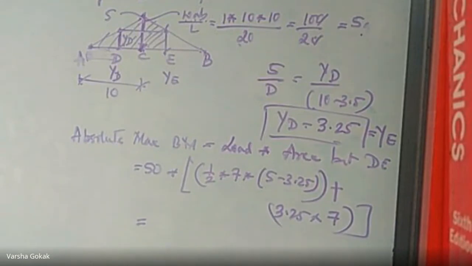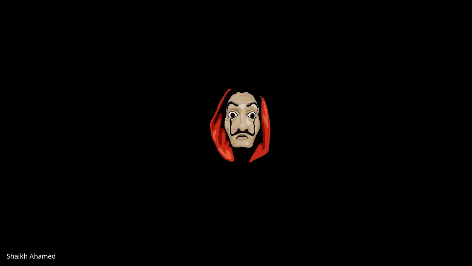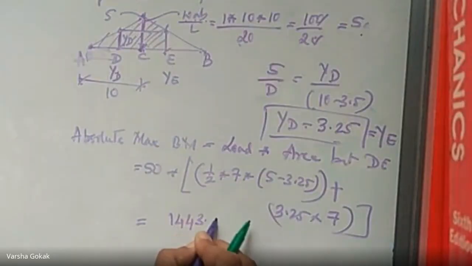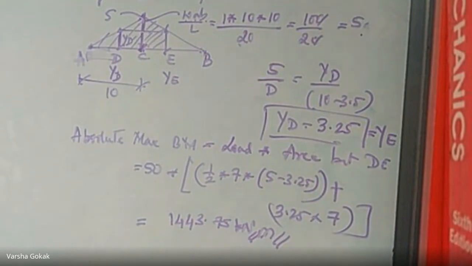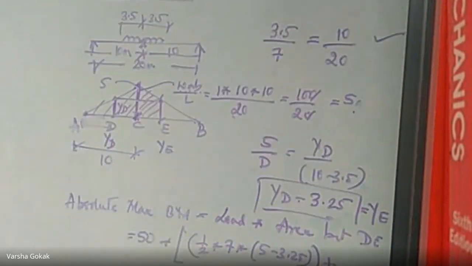Calculate and tell me the value. 1443.75. Correct. 1443.75 kilonewton meter. So this is the maximum bending moment, the absolute bending moment. That is, I have placed the loading exactly at the center. This ends your numerical.